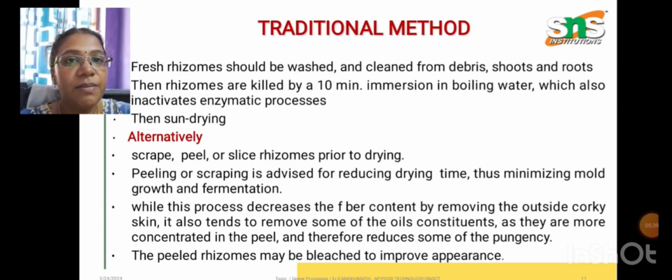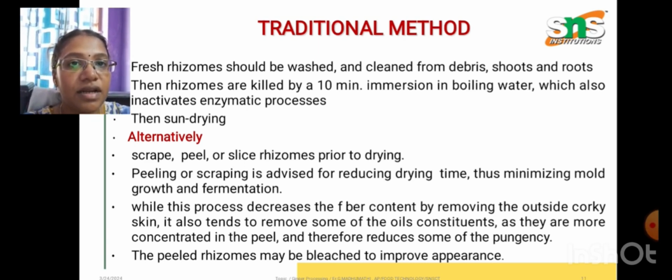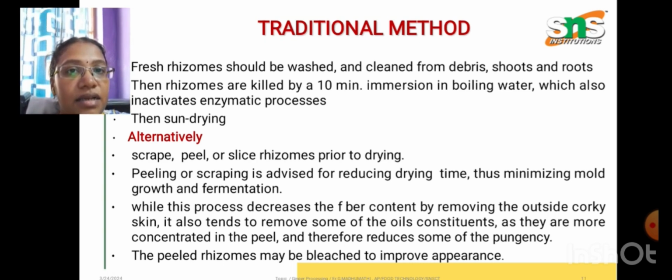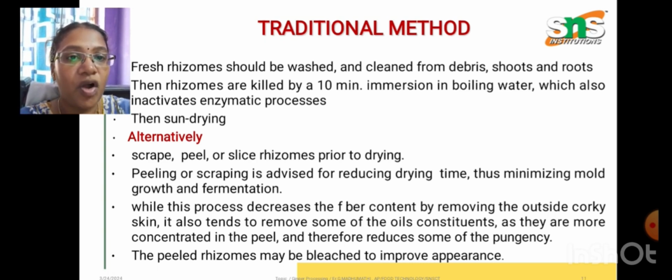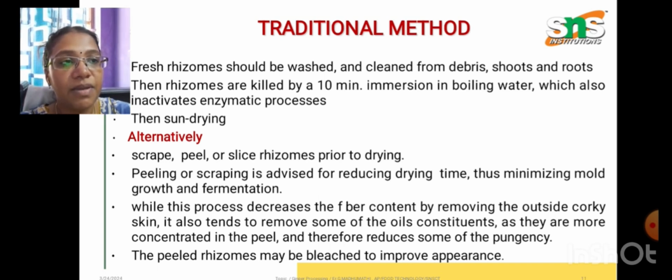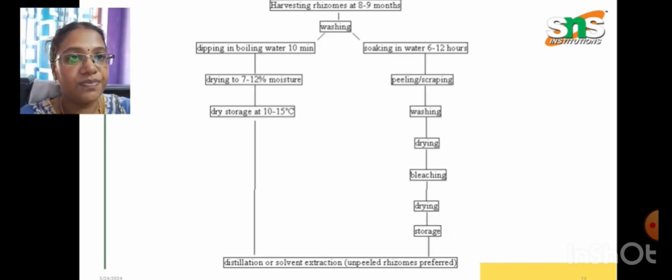So in the traditional method, fresh rhizomes should be washed and cleaned of other debris, shoots and the roots, and then they are kept for sun drying. Alternatively, sometimes they are scrape-peeled, or sliced prior to the drying process. This peeling or scraping is mainly done to reduce drying time, thus minimizing mold growth and fermentation.